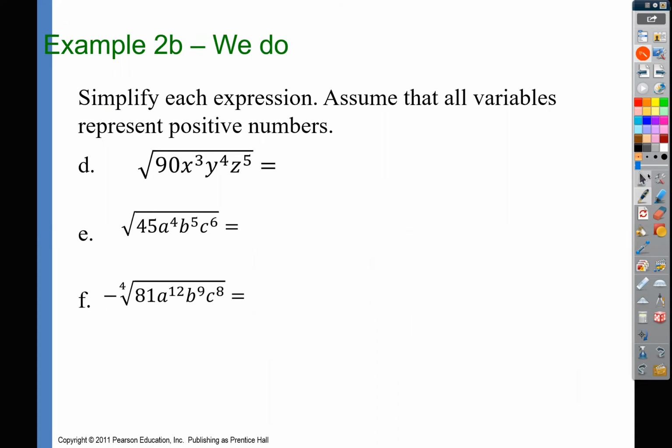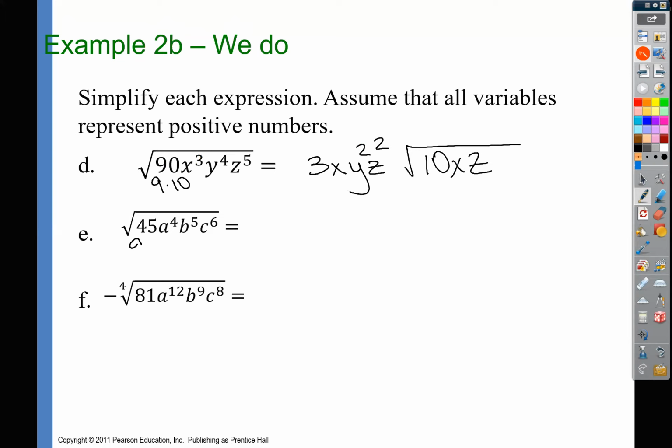Okay, 2b, let's try this. All right, 90, I can break into 9 times 10, right? So what's the square root of 9? 3, and I can't do anything with the 10, so I leave it under the radical. Okay, 2 can go into 3 1 time with 1 left over. 2 can go into 4 2 times with none left over. 2 can go into 5 2 times with 1 left over. Now, am I going from even to odd on any of this? No, so that's my final answer.